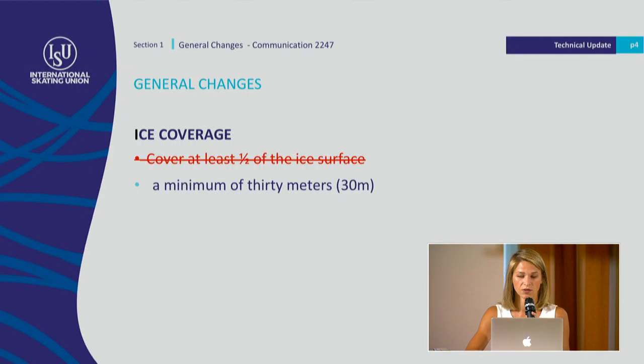For the ice coverage requirements or restriction, it will be written this way in the document. The main idea for this change is that it doesn't matter the rink size, and teams will not have to adjust their pattern to meet the ice coverage requirements.